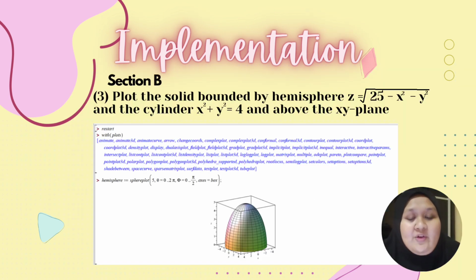Moving forward to the next question, which is the third question from section B. The question is plot the solid bounded by hemisphere z is equal to square root of 25 minus x squared minus y squared, and the cylinder x squared plus y squared is equal to 4 and above the xy plane. We just need to implement the coding into the MAT491 software by typing in restart and then with plot, and then we need to find the hemisphere by implementing all this coding into the MAT491 software.